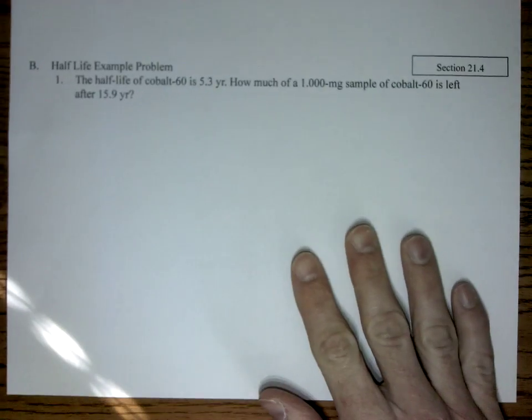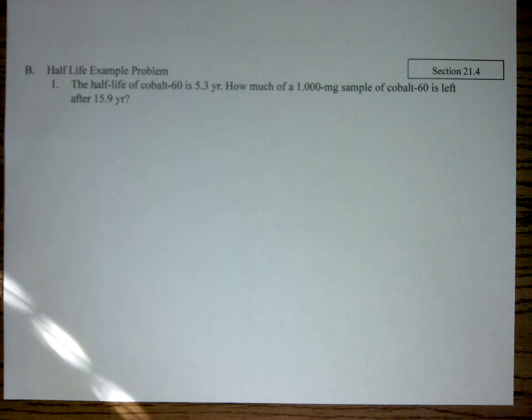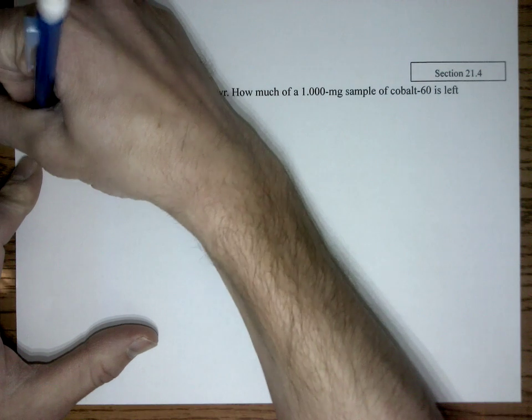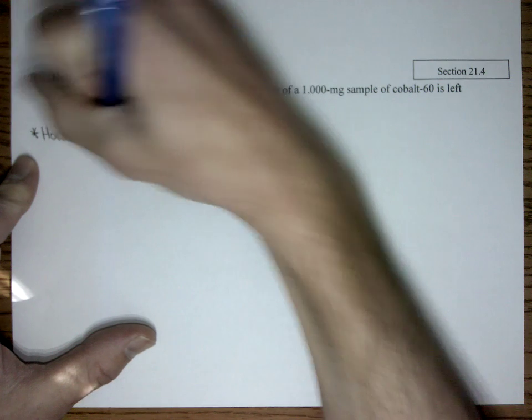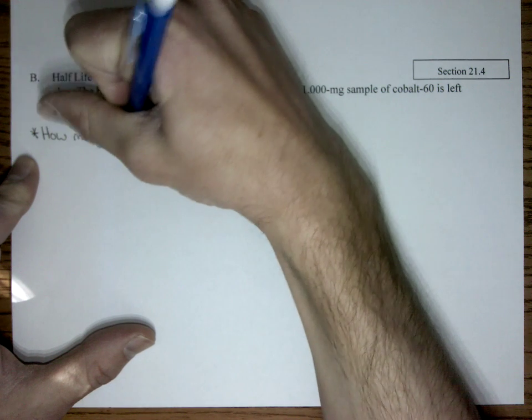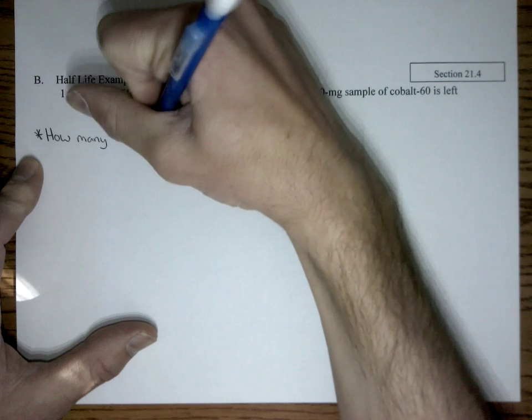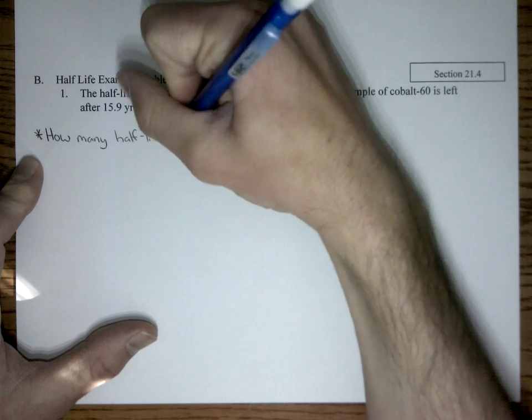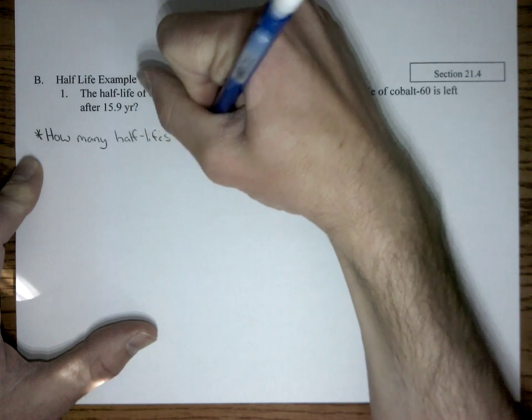Okay, so this problem says the half-life of cobalt-60, which we just got done talking about, is 5.3 years. We want to know how much of a 1.000 milligram sample of cobalt-60 is left after 15.9 years. Okay, so on a problem like this, I haven't introduced a formula, but the first question that we need to find out is how many half-lives have gone by.